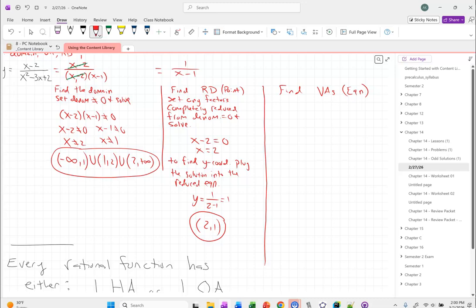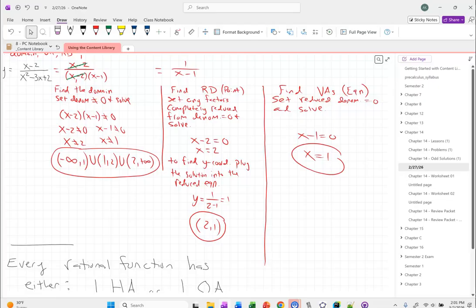Next, we're going to talk about finding the vertical asymptotes. Your vertical asymptote is going to be an equation. It's going to be an x equals equation. To find that vertical asymptote, we're going to set the reduced denominator equal to 0 and solve. That's our vertical asymptote. Okay?